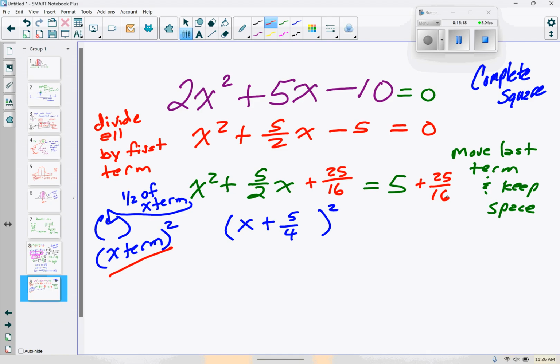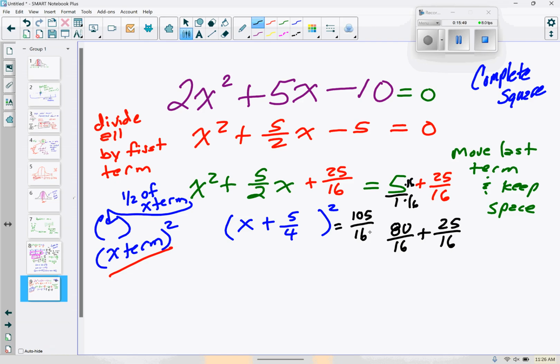Okay, so I want to get a common denominator. So if I have a 5 and I'm adding it to 25/16, what does my common denominator have to be? 16. So I'll put that over 1, multiply that by 16, that by 16. So that's going to give me 80 over 16 plus 25 over 16, which is 105 over 16. Don't fear the fractions. I can get you through them.